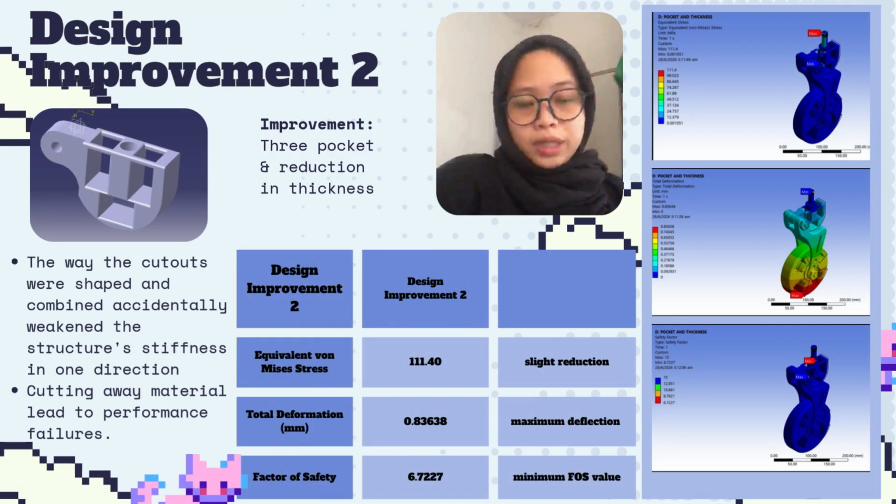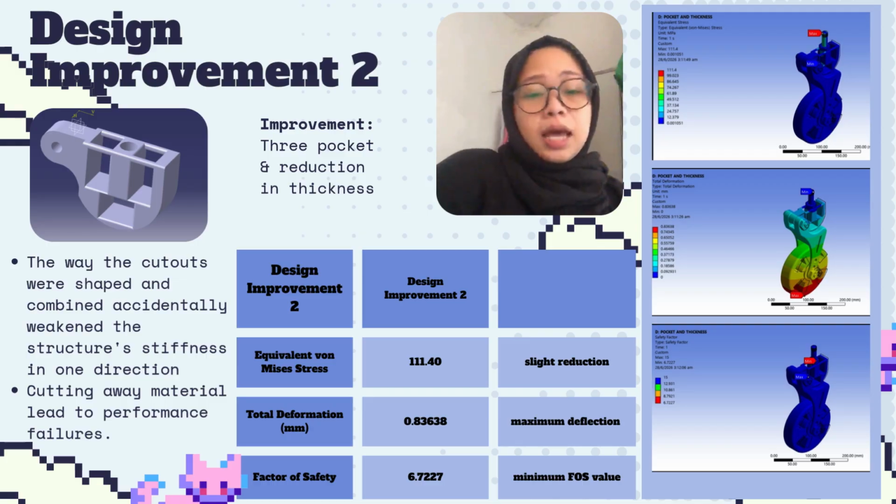To counteract this weakness, design modification 2 adjusted the pocket profile, where 3 rectangle-shaped pockets have been made and the wall thickness is reduced, stabilizing the factor of safety back to 8.33, but the deformation remained high at 0.771 mm. The downside of this configuration is the shifting mechanical compliance pattern, which results in the maximum deflection reaching around 0.83638 mm and the minimum factor of safety decreasing to 6.7227.